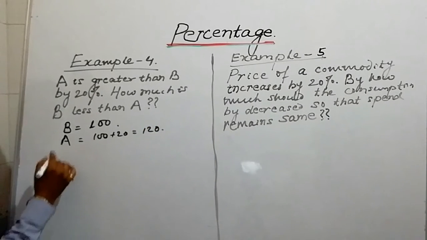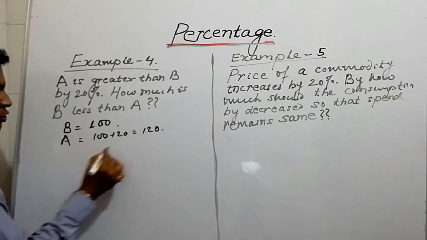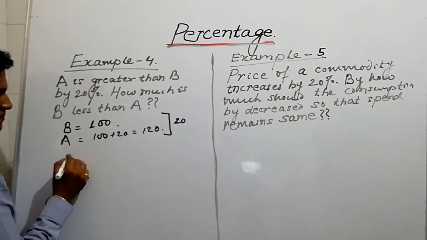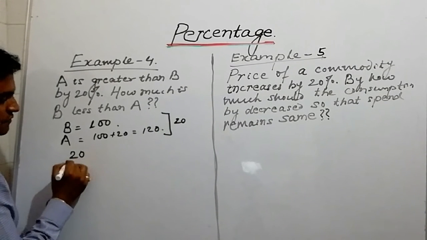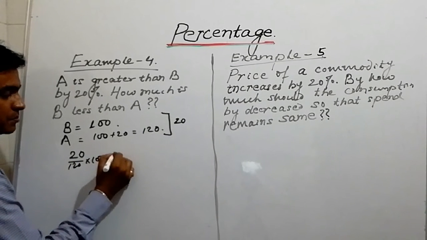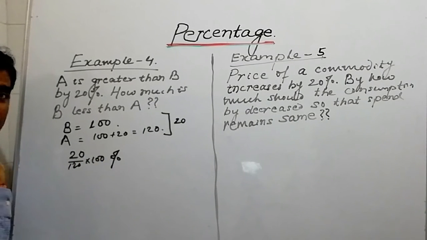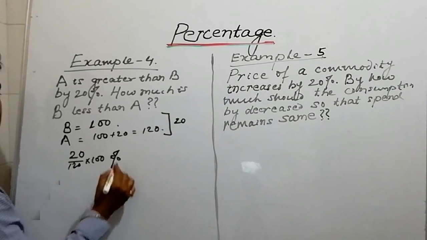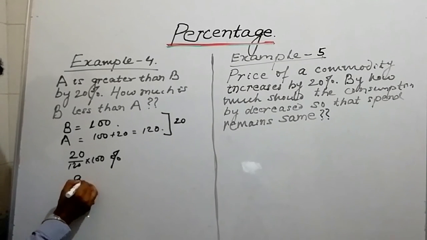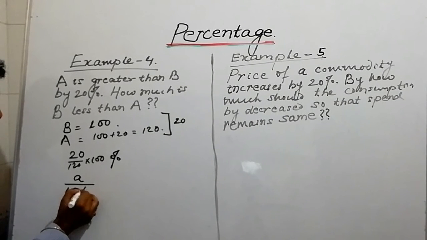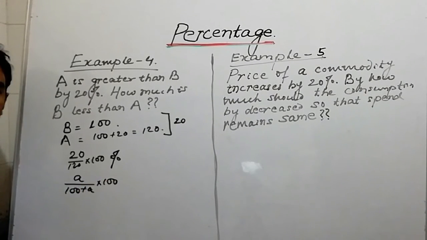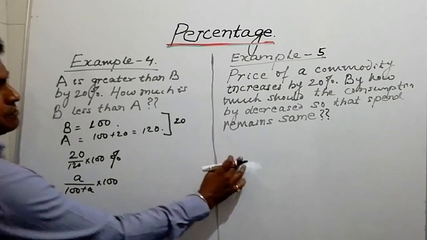ठीक है? So by how much is B less than A? दोनों में difference कितना है? 20. So 20 divided by 120 into 100. This is the percentage impact. है ना? So from this we can derive the generic formula, which is A divided by 100 plus A into 100. Right? Let's look at another example.